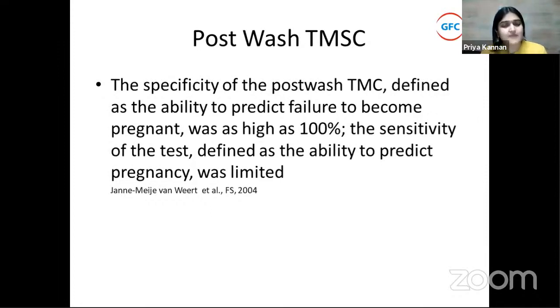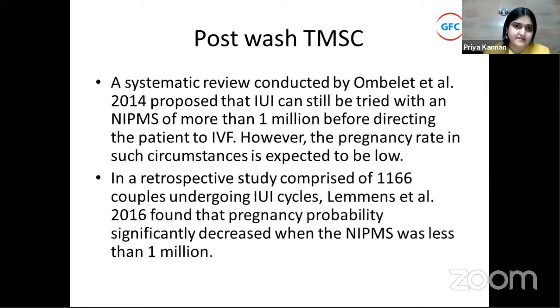After processing the semen sample as well, it is mandatory that you have this calculation as part of the post-wash. They'll give you the count and motility, but ask your embryologist to give you the post-wash total motile sperm count as well. Because the specificity of the post-wash total motile count, defined as the ability to predict failure to become pregnant, was as high as 100%. The sensitivity of the test, defined as the ability to predict pregnancy, was limited. However, its ability to predict failure was as high as 100%.